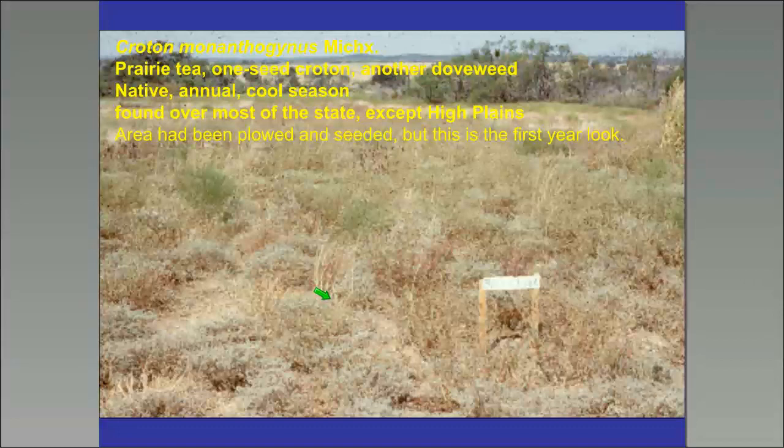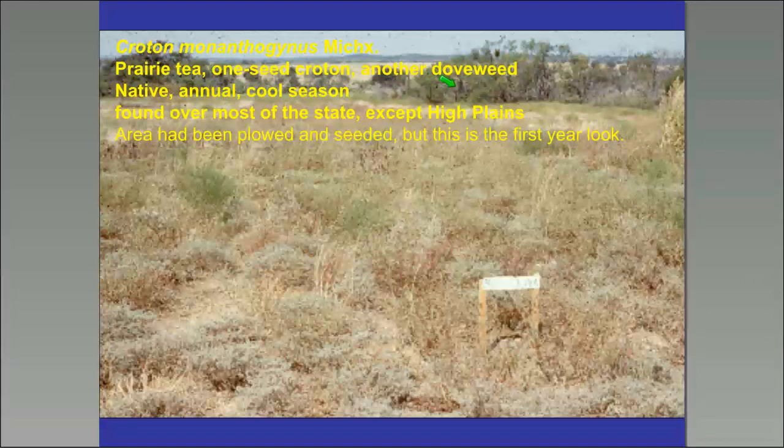Well, one of the common annual weedy species, Croton monanthogynus, that we call prairie tea, because the Indians used the foliage of this plant to make a tea or even a poultice. It's also called one-seed croton, because I told you that most of the family has a three-seeded locule. Well, here's one of those exceptions where the female flower only produces one ovary with one egg in the ovary, and thus one seed is produced.